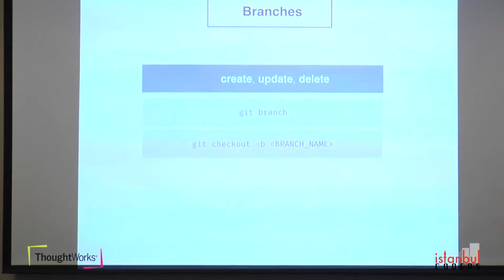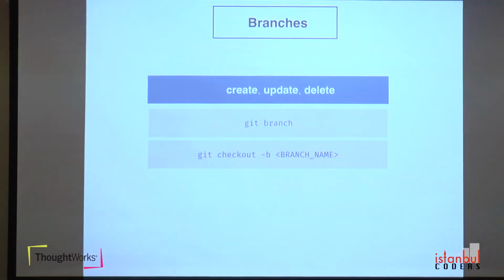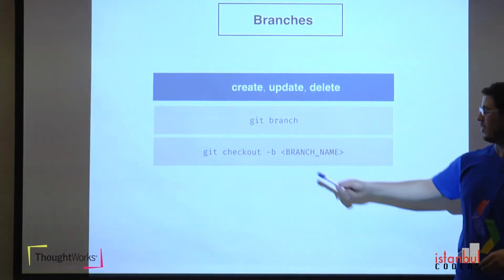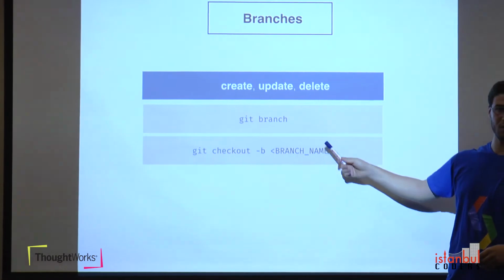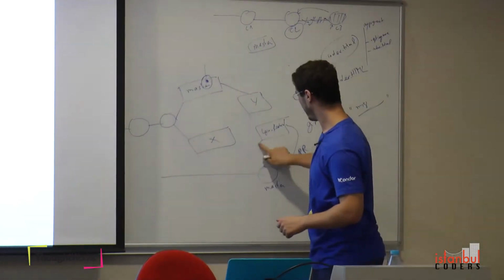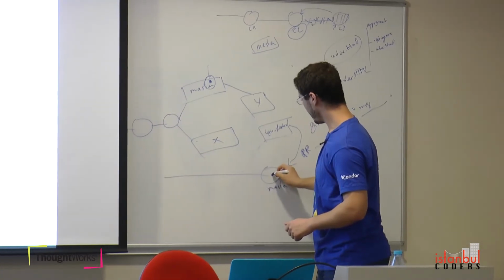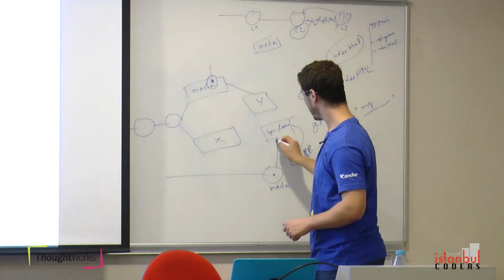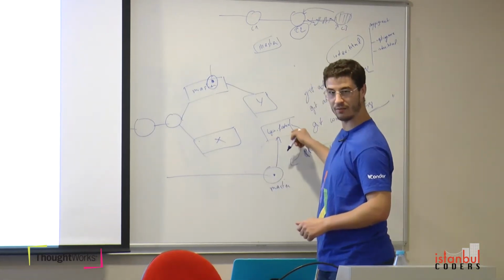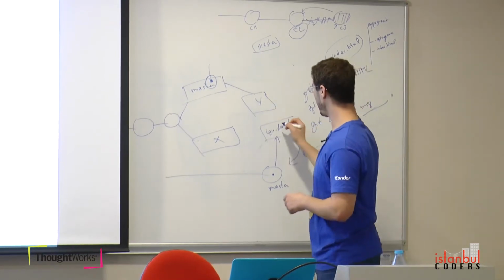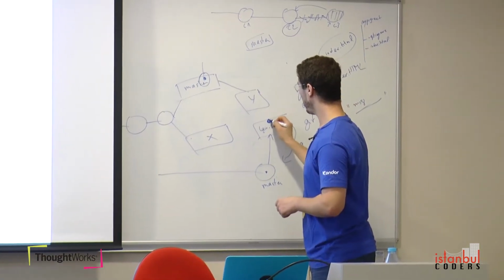Let's say we are in master, and we want to create this login feature. What do we issue? git checkout -b login feature. What happens now? Here's the master, and the head is pointing here. It will create a new branch, login feature, and the head of the repository is now pointing here.